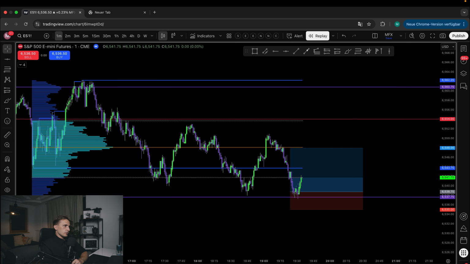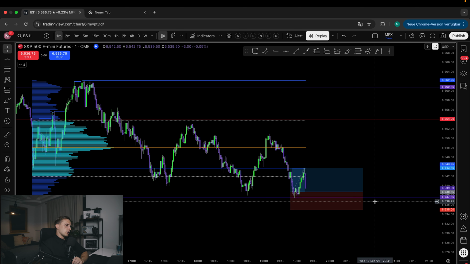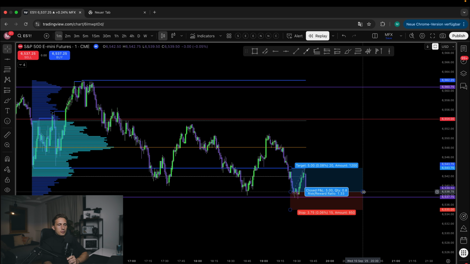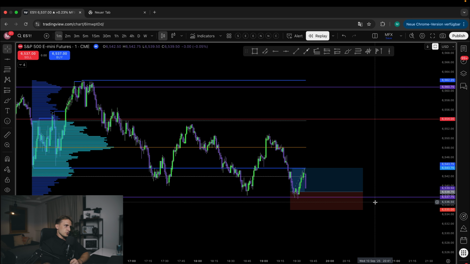And when I play this now out, you can see we already got a 1-to-1 right here. And what I also really recommend to you guys is when you're hitting a 1-to-1 and you want more than a 1-to-1, then please, when you hit the 1-to-1, move your stops to break even. Never ever let a winning position go to a losing position, right? So when you hit the 1-to-1, please put your stop to break even and you are stress-free in this trade.